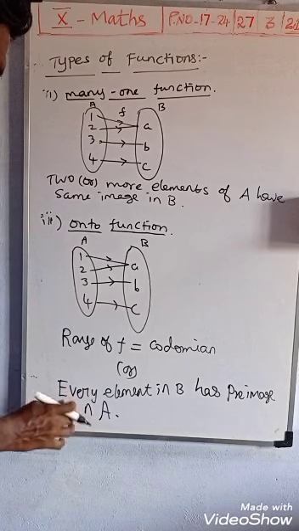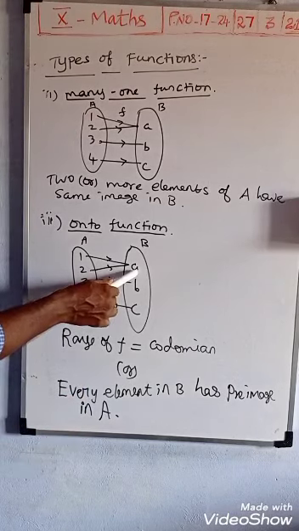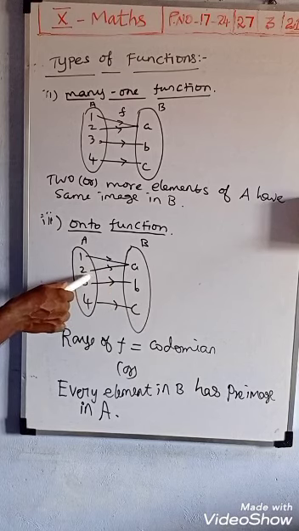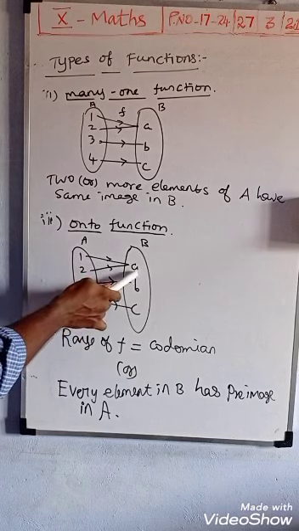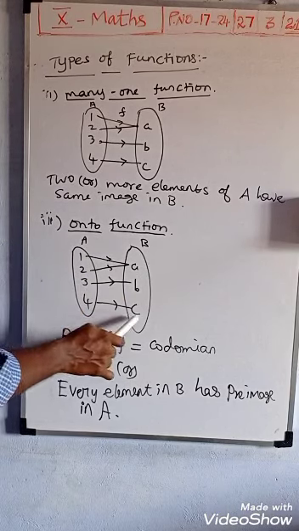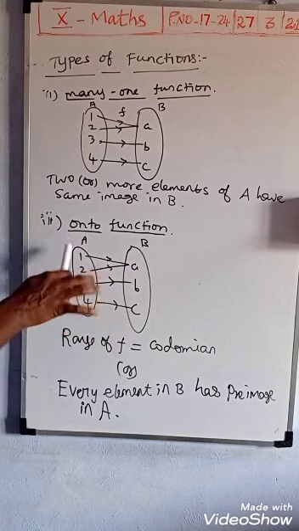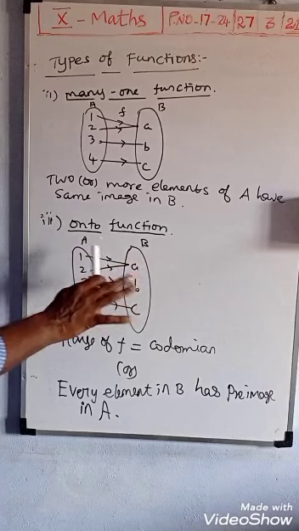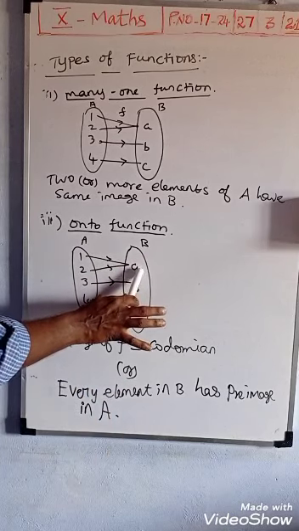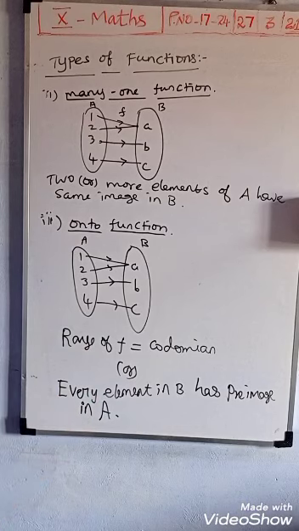Every element in B has a pre-image in A. So see, A has two pre-images. It's not a problem. At least one pre-image has to be there. So A's pre-images are 1 and 2, B's pre-image is 3, then C's pre-image is 4. Okay, so all the B elements have pre-images. So a pre-image has to be there. Every element in B has a pre-image in A. It is called an onto function.